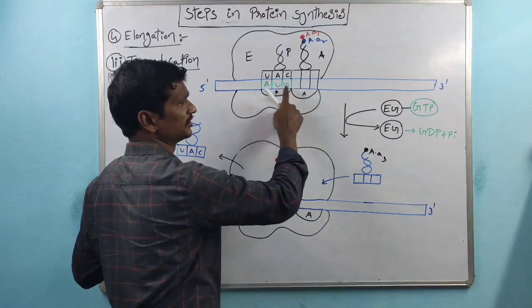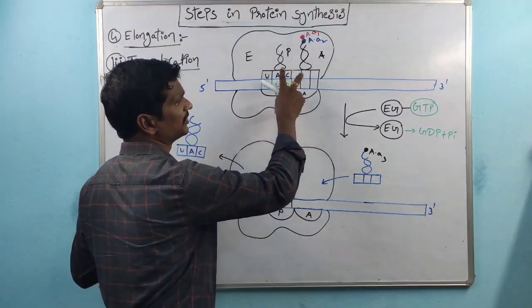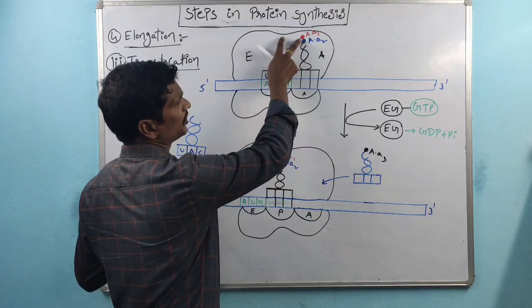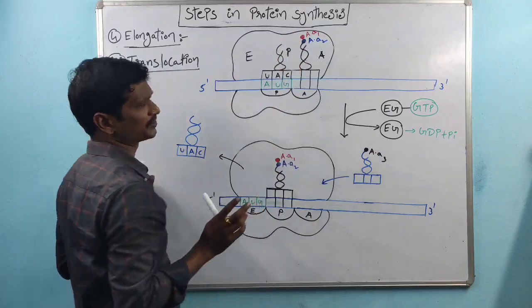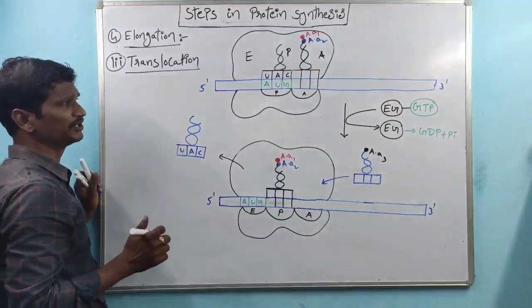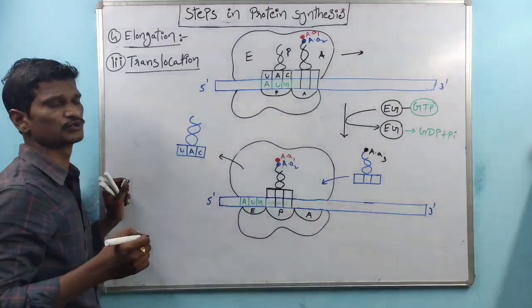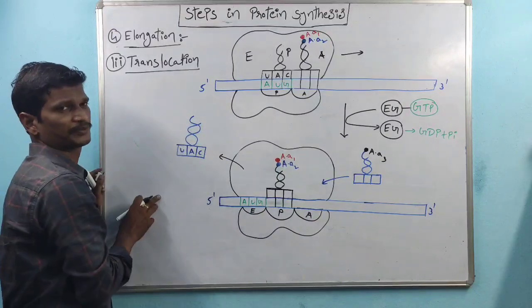Next codon recognition. This is the first codon recognition, and this is the second codon recognition. Between these two, these two amino acids are there. Between these two amino acids, peptide bond formation takes place. Right. Next one is movement of ribosomes. Movement of ribosomes on mRNA is called translocation.